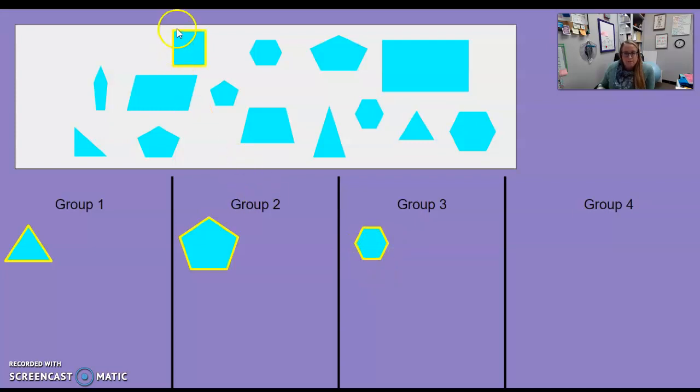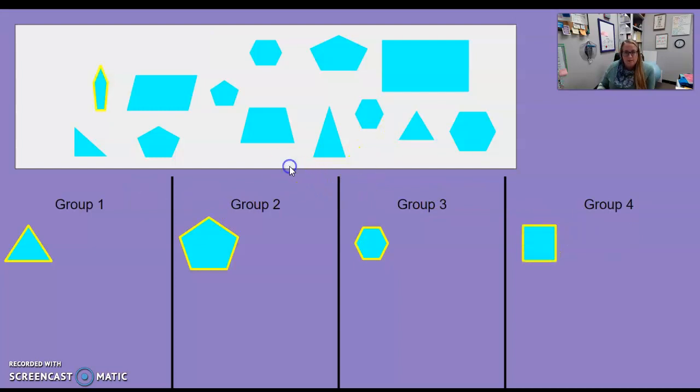All right, well, let's look at this one. It has 1, 2, 3, 4 sides. What's a 4-sided figure called? Hopefully you said quadrilateral. Some of you might have said square, and that's also okay because it's a special kind of quadrilateral. But we're going to just call it a quadrilateral. So, does this quadrilateral need to go in group 1, 2, 3, or 4? Show me with your fingers. 1, 2, 3, or 4? Hopefully you said 4 because this is a new group.